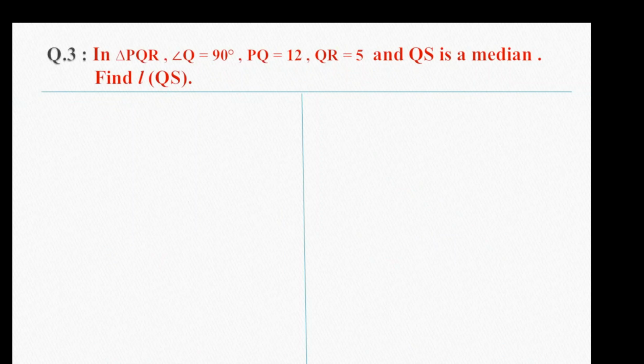Now let's see question number 3, children. In triangle PQR, angle Q is 90 degrees, PQ is 12 units, QR is 5 units and QS is the median. We have to find the length of QS, that is nothing but the median.